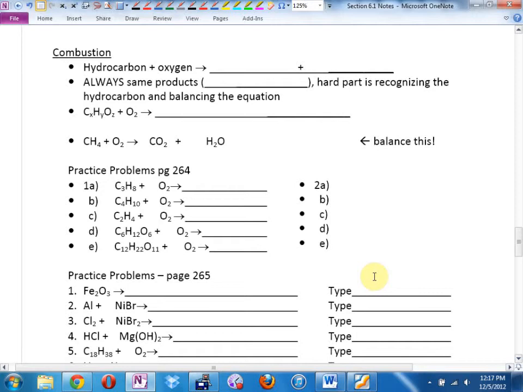You get two products. What is CO2 in English? Carbon dioxide. What is H2O in English? Or dihydrogen monoxide if you really want to be fussy. But yeah, we call it water. Water, good. Carbon dioxide, greenhouse gas. That's why we're having some issues. So here, you always get the same products.